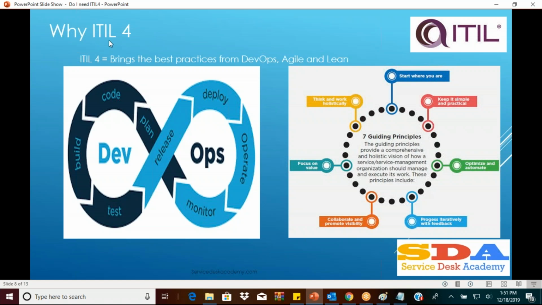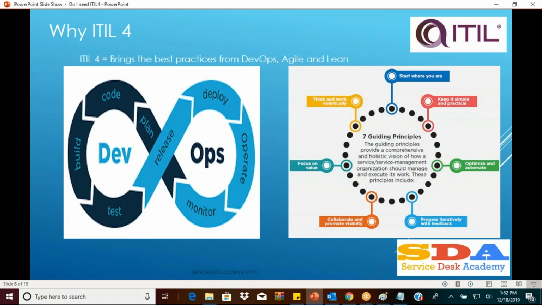Okay, so ITIL 4 brings all these best practices, that is DevOps, Agile, and Lean. With the help of the best practices from these different methodologies, we have defined ITIL 4 with great, exciting components. It has lots of great stuff like the service value system and service value chain. We've got guiding principles and lots of exciting stuff. With the help of all these different components, ITIL 4 has been launched.